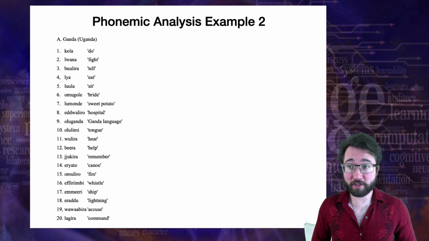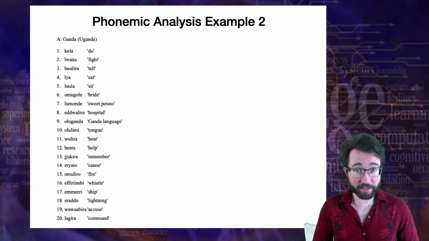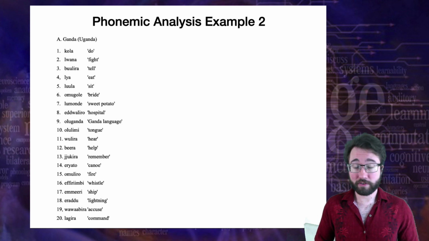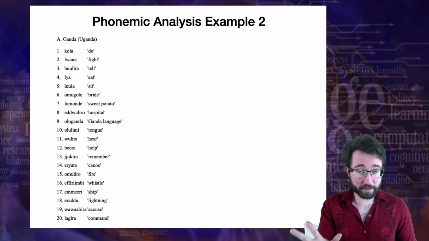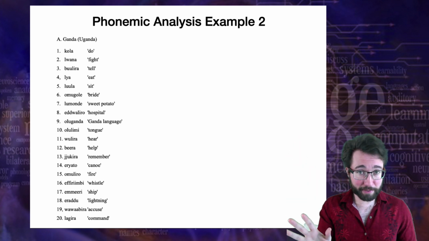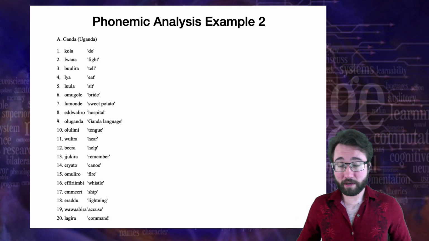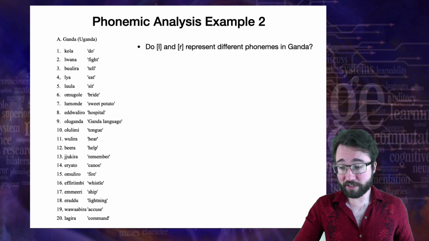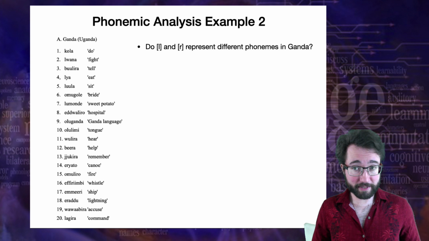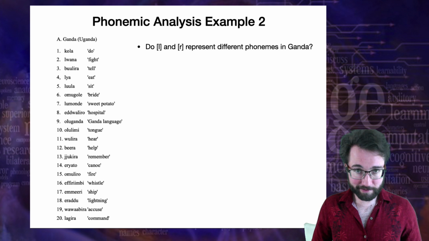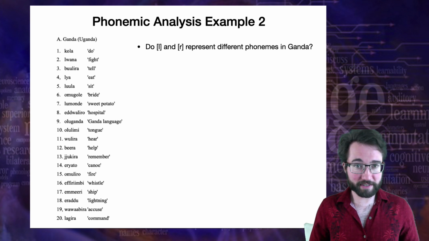The second example is going to be on the language Ganda, which is one of the major languages spoken in Uganda. This is a Bantu language. So we've collected a list of words and their pronunciations. These are actually written in the Ganda orthography, but we can just sort of pretend for now that these are actually IPA symbols. So the question is going to be, do the sounds L, which is the voiced alveolar lateral approximant, and the sound R, which is the voiced alveolar trill, represent different phonemes in Ganda?